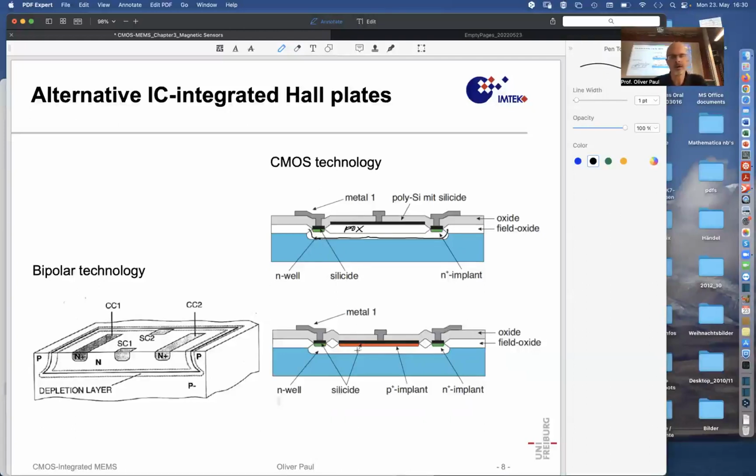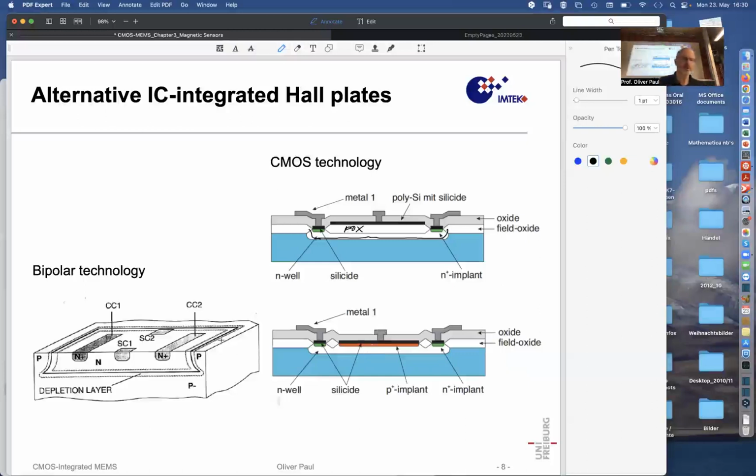So, and then here we have a p plant with a full width silicide, so that makes this even more conductive. And then we can probably do with a single contact on one side or some simpler contact geometry. So this is how it is done in CMOS.